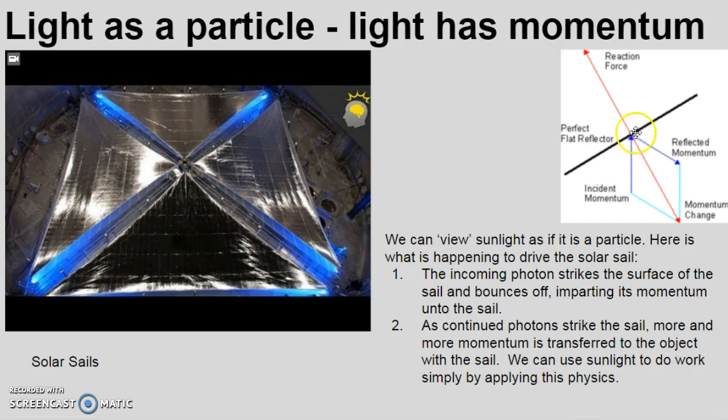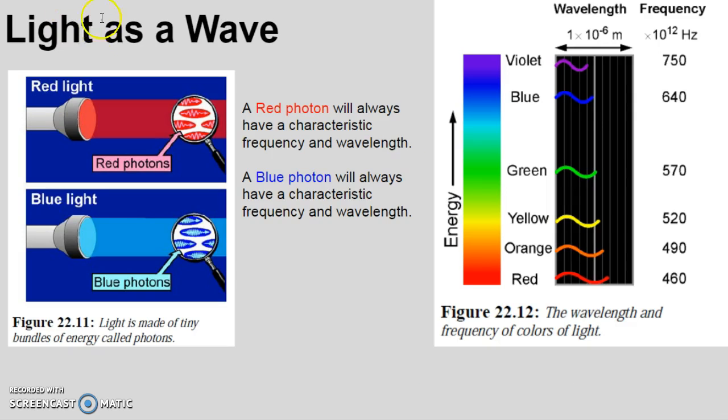So we're using sunlight and the momentum here to change the momentum of the object that we have the sails put on. So here we can view light as a wave, and this is where the characteristic wavelength and frequency comes into play. But we need to make sure we realize that red photons will always have this distinctive large wavelength, low frequency, and a blue photon will always have a characteristic higher frequency, smaller wavelength.